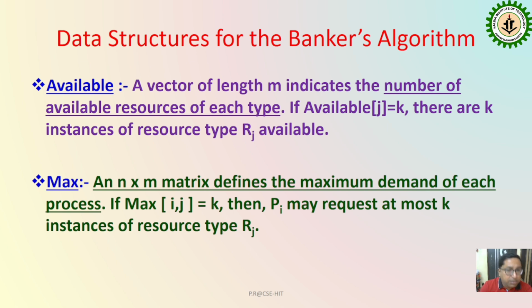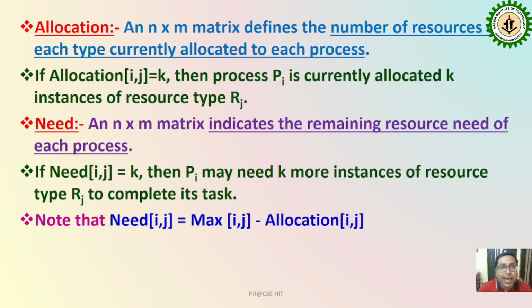Next is the Max, or maximum demand. It is an n by m matrix that defines the maximum demand of each process. Next one is the Allocation. It is also an n by m matrix which defines the number of resources of each type currently allocated to each process. Then the Need matrix, it is also an n by m matrix, and indicates the remaining resource need of each process. We can calculate Need as Need equals Max minus Allocation.